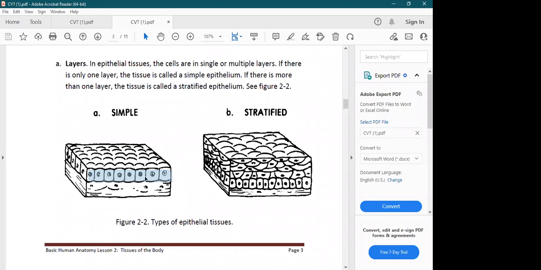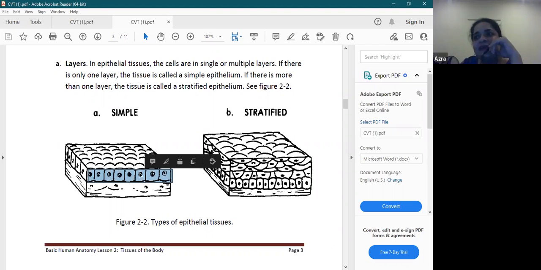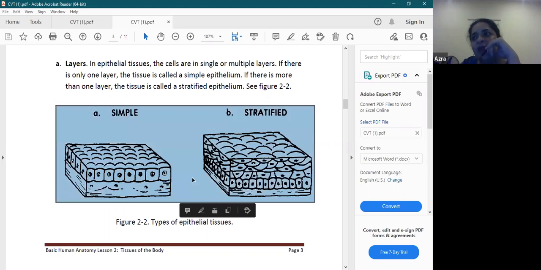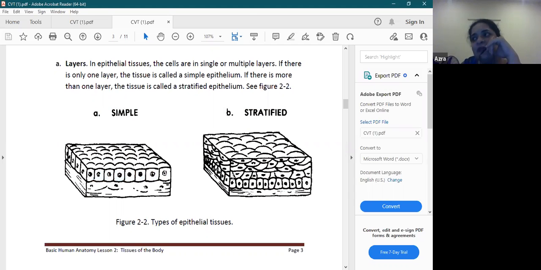This is the single layer. Okay, this is a single layer. So this is called simple epithelial tissue. And this is the multiple, more than one layer.